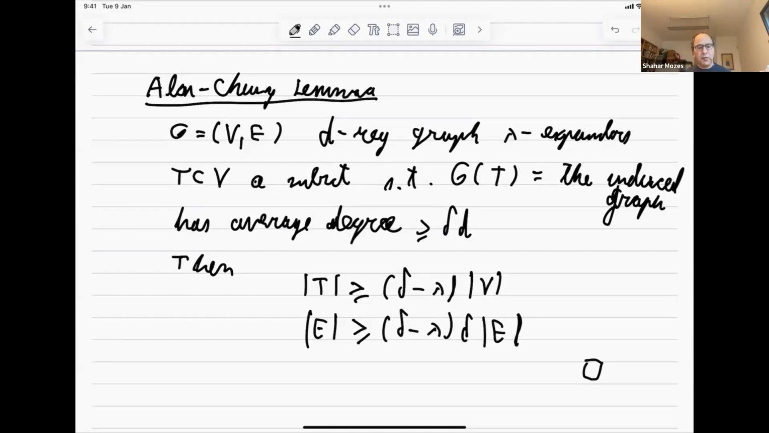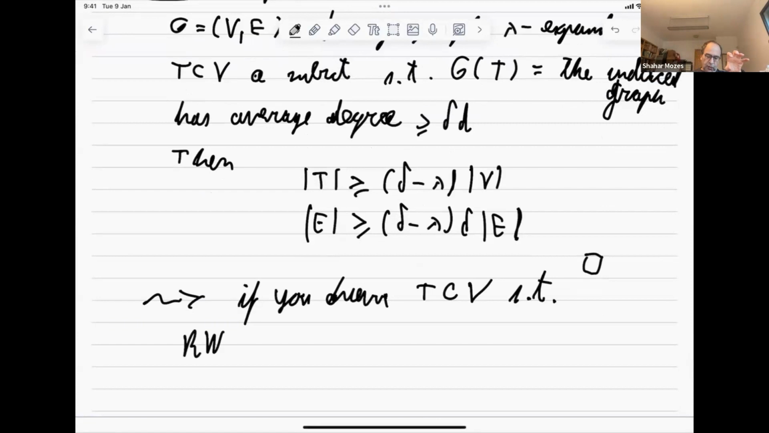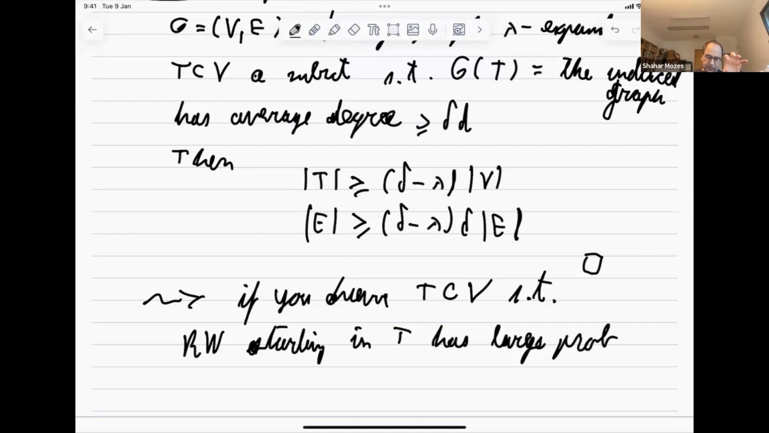But what it says is that if you have a lambda expander graph and a subset T of the vertices V, so that if you start a random walk in T, it has a large probability of staying in T, then T is large.